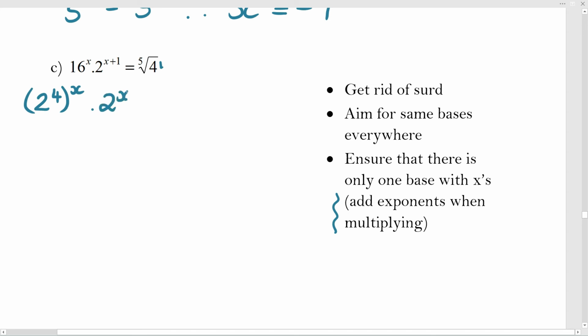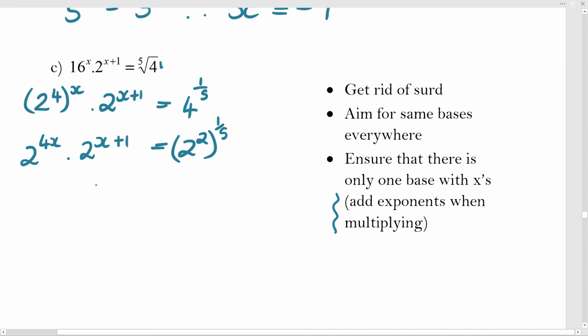Then I've got 2 to the x plus 1. Okay. And then I'm going to have 4 to the power of 1 over 5, which I immediately want to rewrite as 2 squared to the 1 over 5. Okay, let's see if we can clean up what's happening on the left-hand side. That is 2 to the 4x, 2 to the x plus 1, and because I am multiplying bases that are the same, I'm going to add the exponents. So when I go on to my next line, that's going to be 2 to the 4x plus x, which is going to be 5x, and then plus 1.